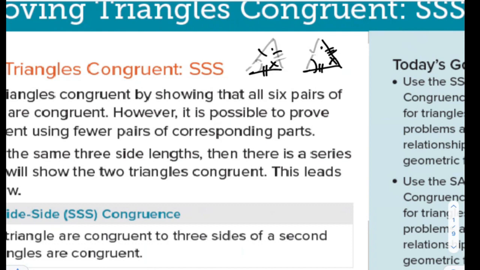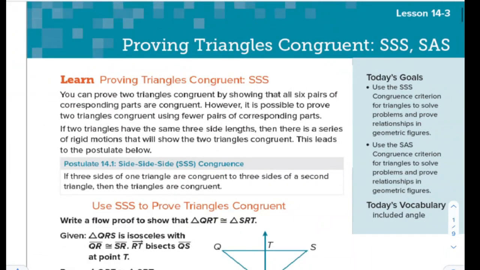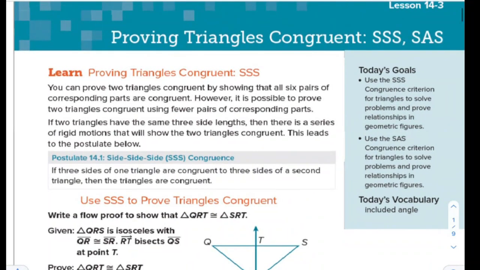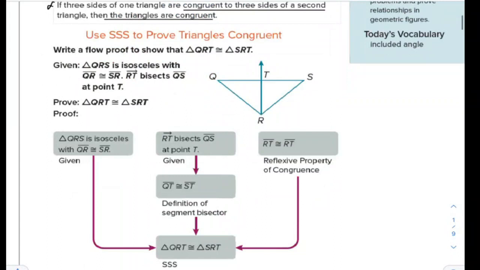In this lesson and the coming lesson, we will see that 3 parts will be enough, but we are not going to choose any 3 parts. There will be specific parts to prove that the triangles are congruent. What are these 3 parts? The first one, this first theory that we are going to use is SSS. It says that if 3 sides of one triangle are congruent to 3 sides of the second triangle, then the triangles are congruent. Let's check this proof.